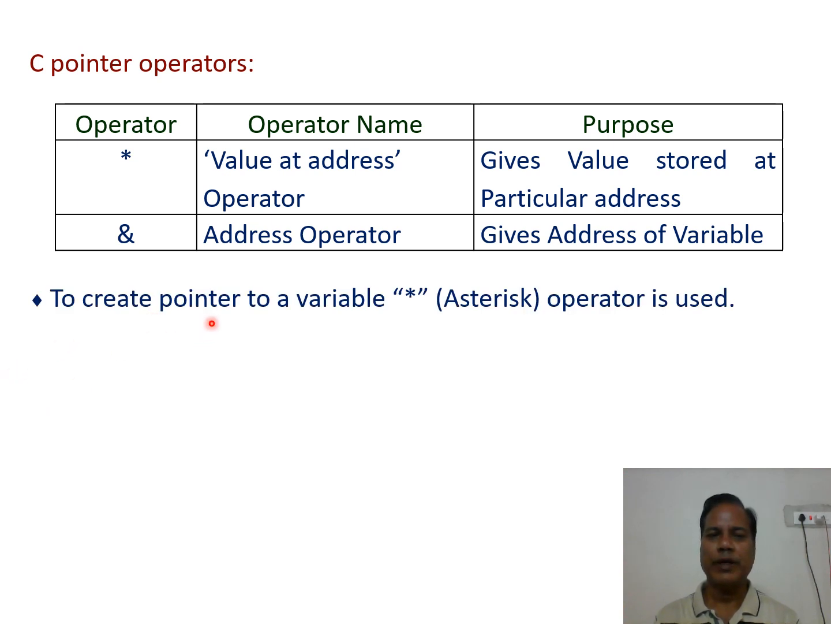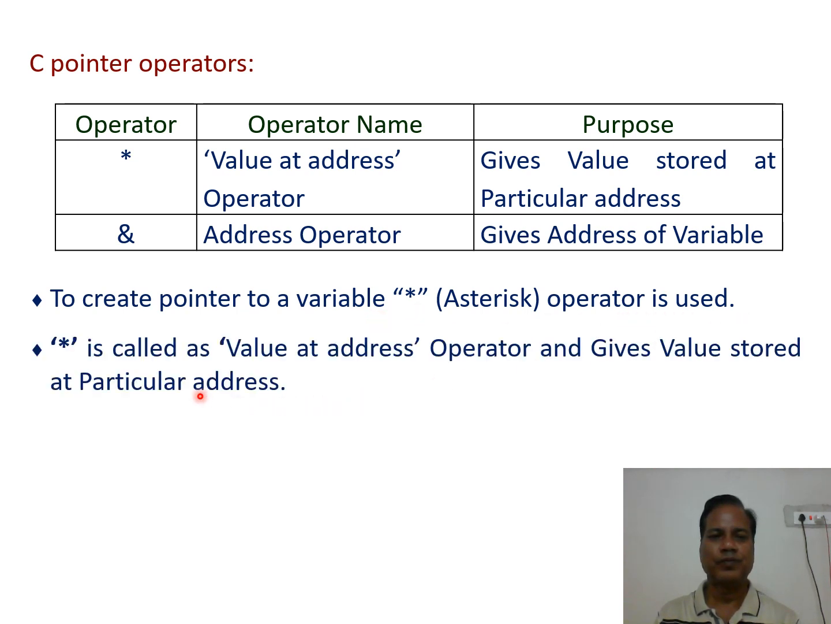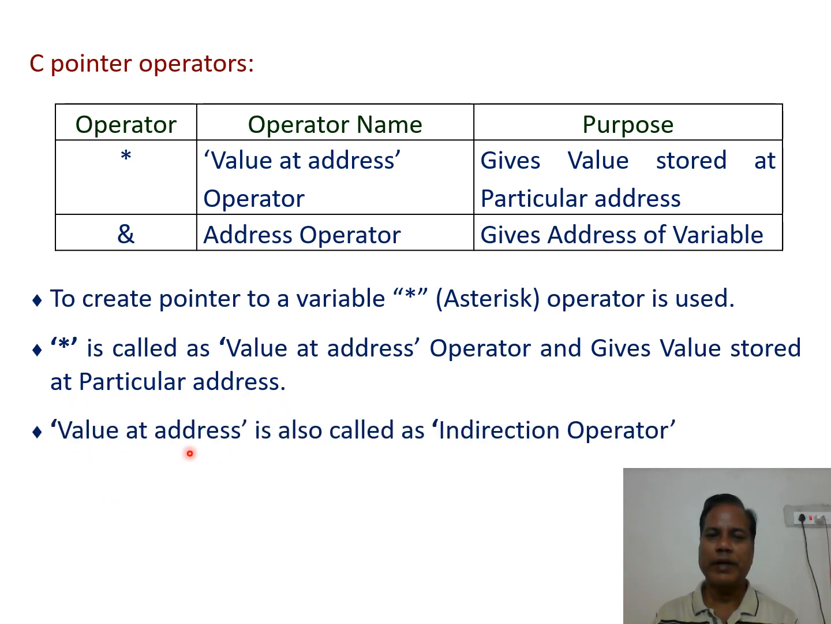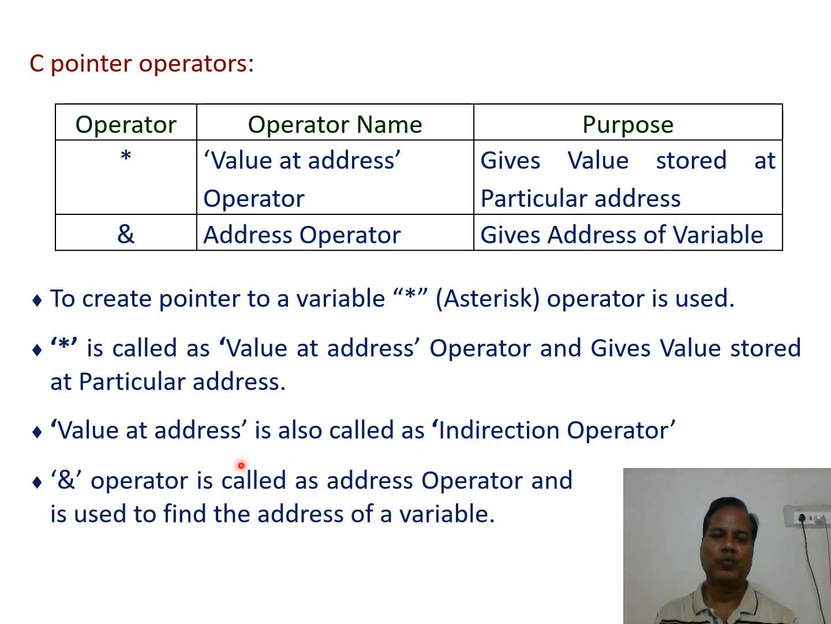To create a pointer to a variable, the asterisk operator is used. Asterisk is called the value at address operator and gives the value stored at a particular address. Value at address is also called the indirection operator. The ampersand operator is called the address operator and is used to find the address of a variable.